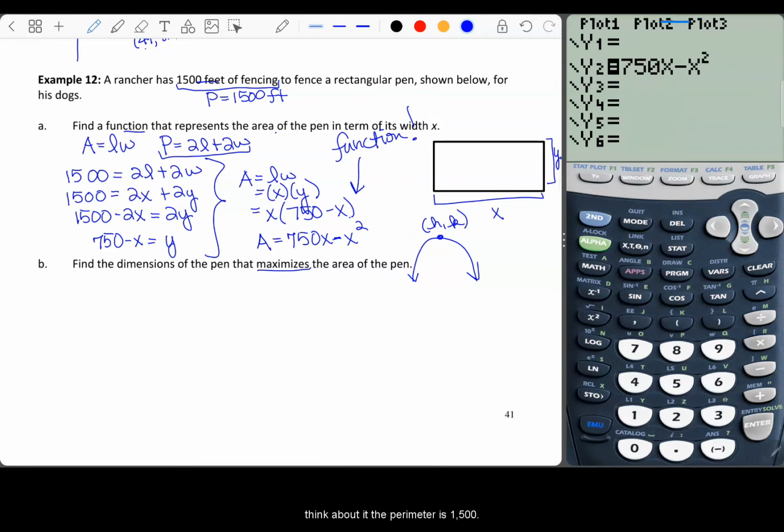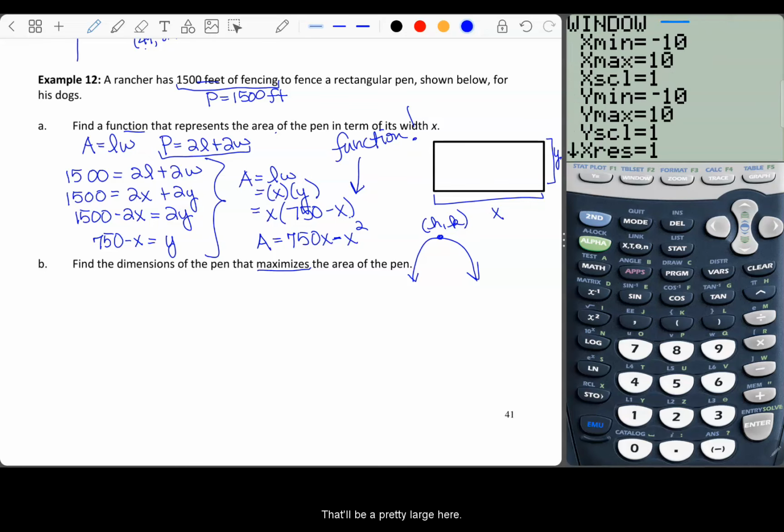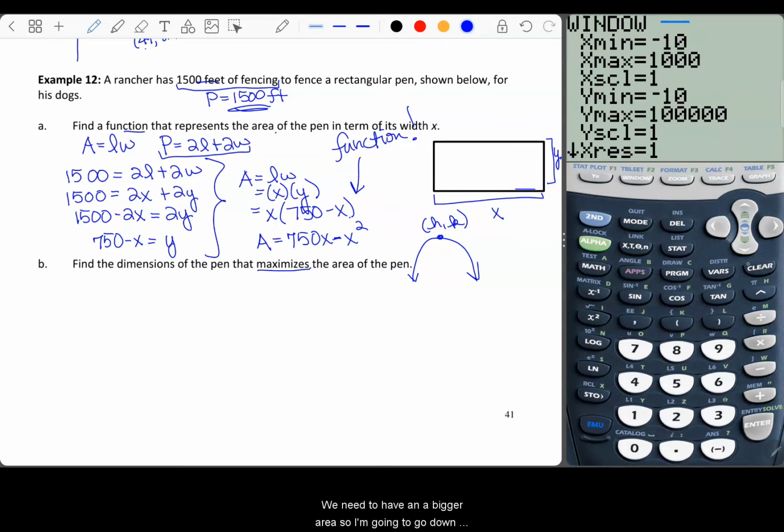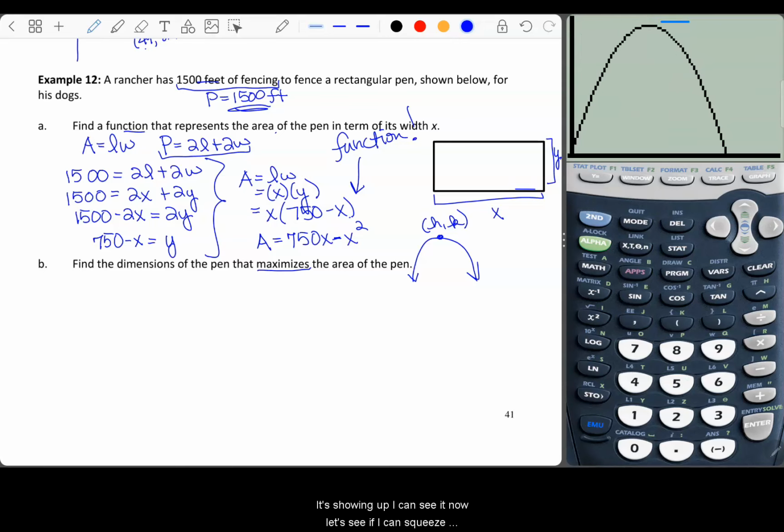So let's just think about it. The perimeter is 1,500, so the window is going to be pretty large here. Let's play with the x max first and say we have 1,000 feet in length. And then let's make a big y max, because area is a multiplication, a product, so we're going to have a large area. I'm going to put in 100,000 and hit graph. Oh, wow. We need to have a bigger area, so I'm going to put 150,000 for the y max. Oh, it's showing up. I can see it now.